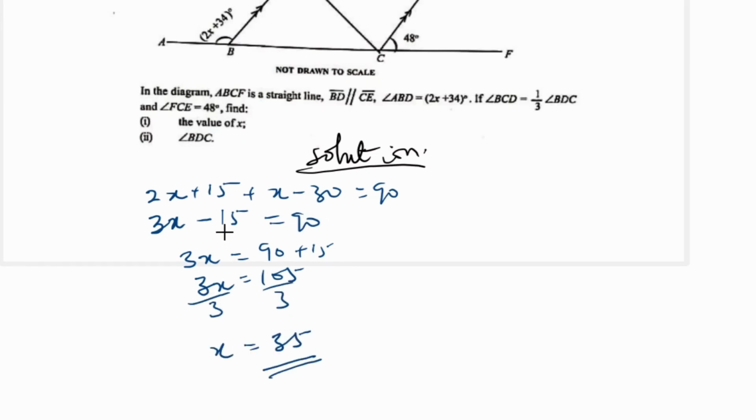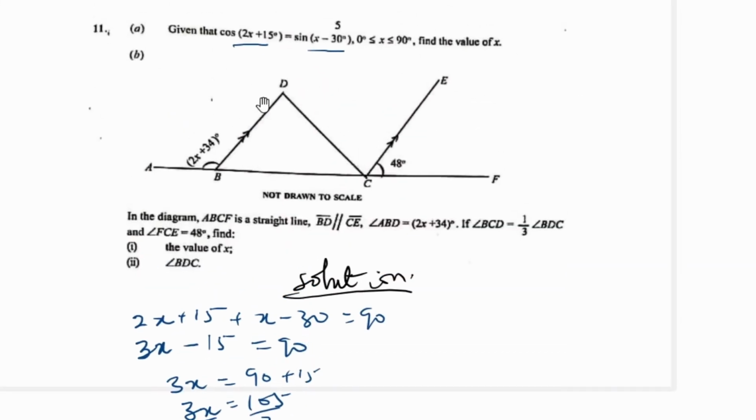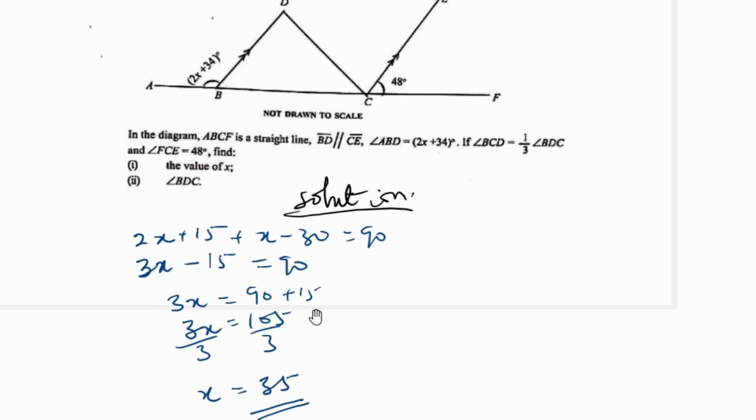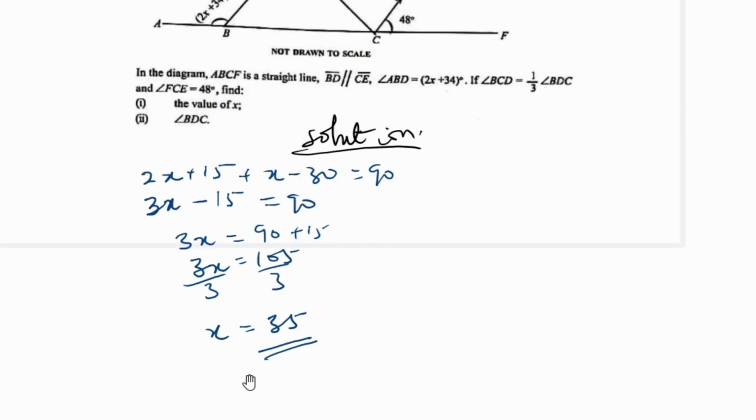Right, so I just went through solving. Like I said, when you add the two angles you should get 90 degrees. So I just added the two angles, 2x plus 15 and then x minus 30 equals 90, and then I simplify to get 35.